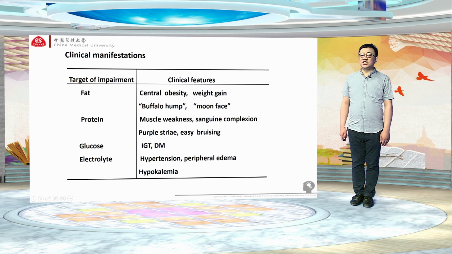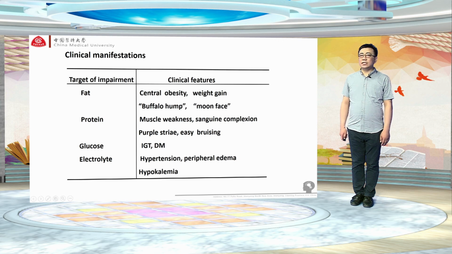For protein metabolism, increased protein catabolism may cause muscle weakness, sanguine complexion, purple striae can be seen all over the body, and easy bruising. For the glucose metabolism, we all know that cortisol is a kind of hormone that can elevate blood sugar. So in patients with Cushing syndrome, they may have impaired glucose tolerance. Sometimes when the blood sugar is very high, they may suffer from diabetes mellitus.